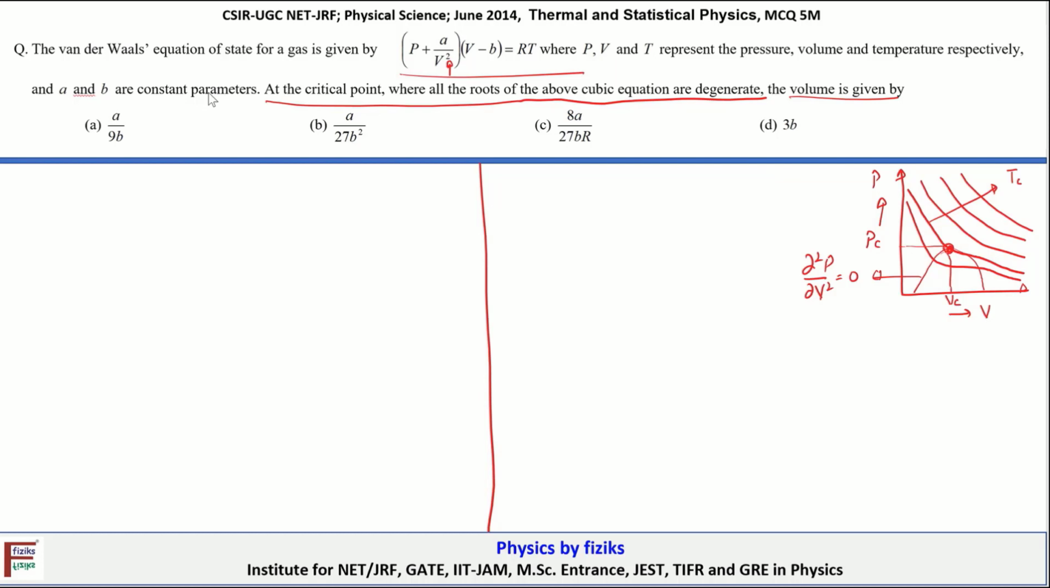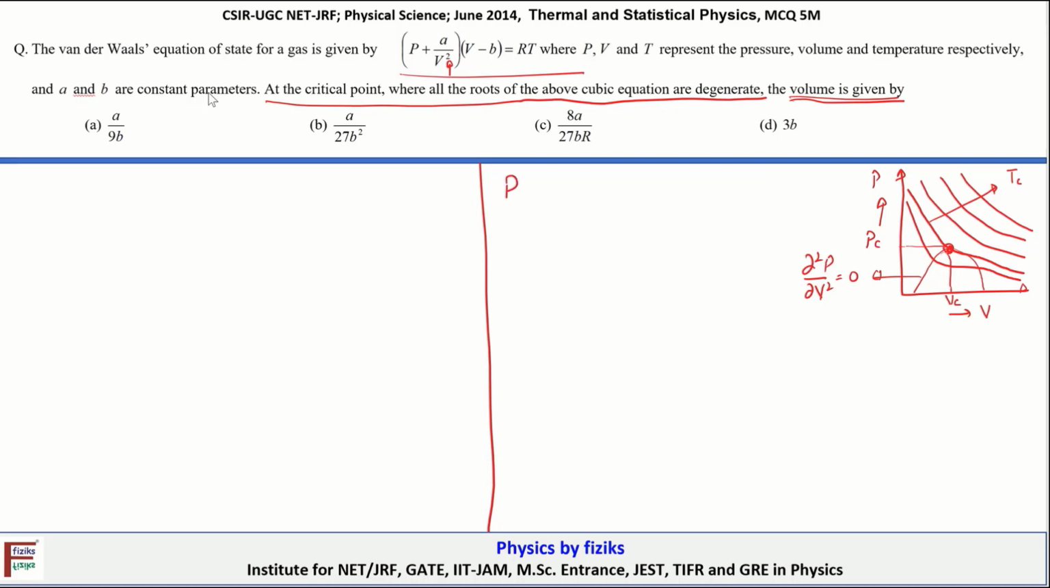Okay, so mathematically let's see how we can determine these PC, VC and TC. Since in the question we are only asked to find the value of the VC, that's the critical volume, we will not do the calculation for the other parameters. But once the value of one parameter is known, immediately we can obtain the value of the other critical parameters also. Okay, so let's see how we will proceed.